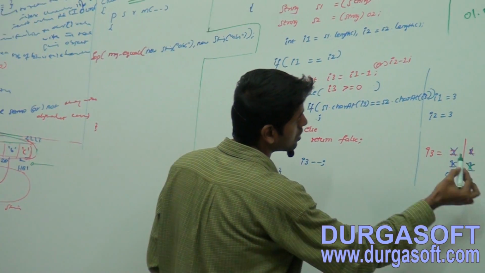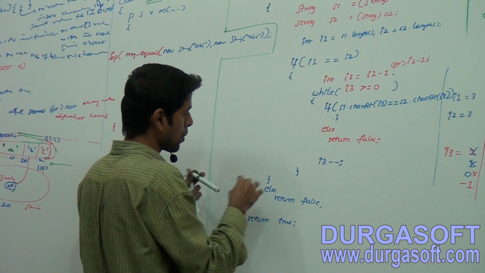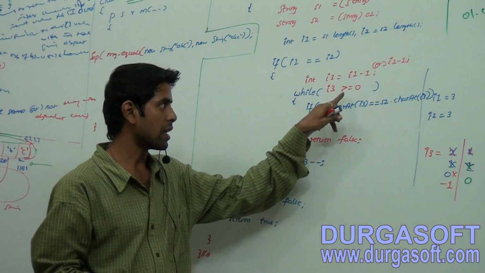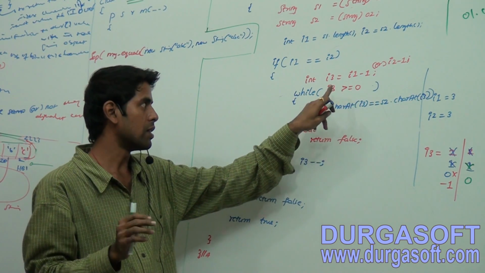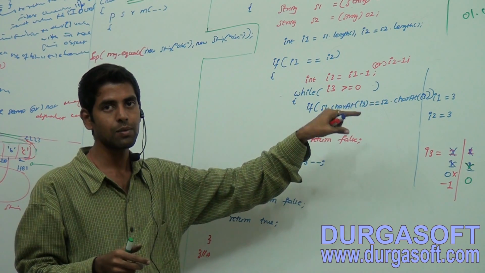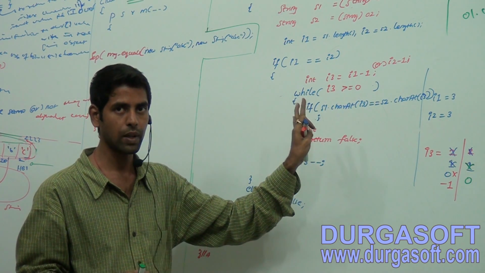I will get what? 0. Now the control will reach this part. Is 0 greater than 0? No. And is 0 equal to 0? Yes. Greater than or equals, right? So it is true. Okay, observe.